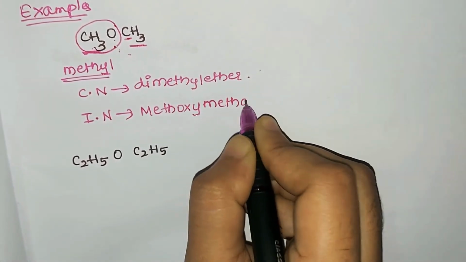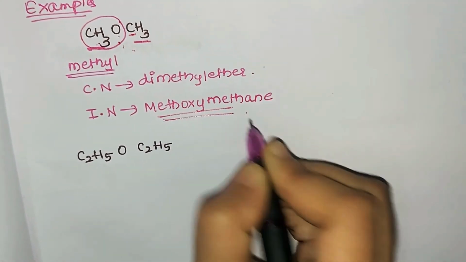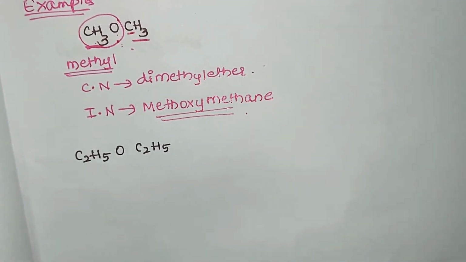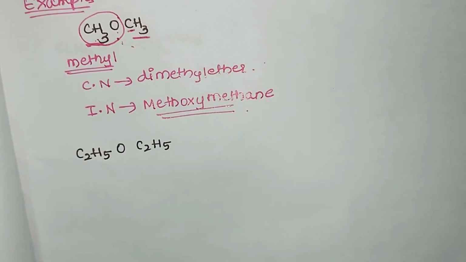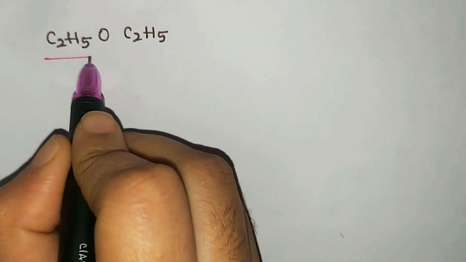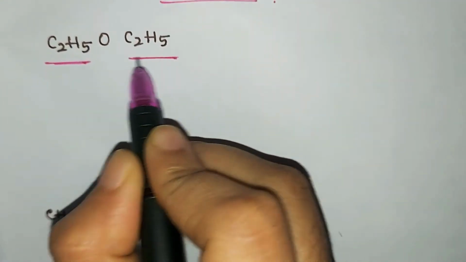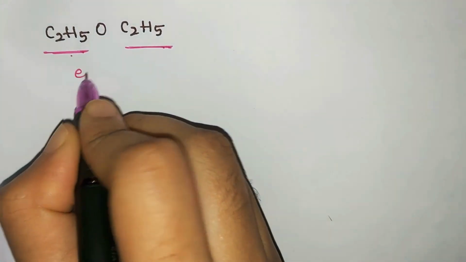Methoxymethane. Let us take another example. C2H5OC2H5. You can observe here both are the same group, the ethyl group. So it becomes diethyl ether.